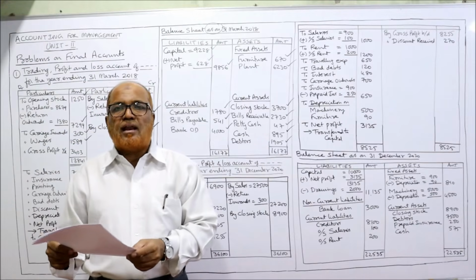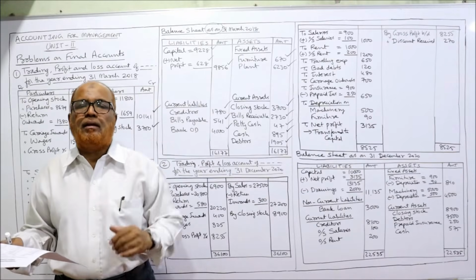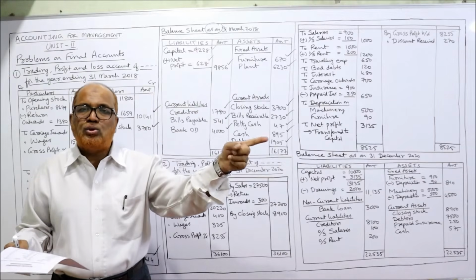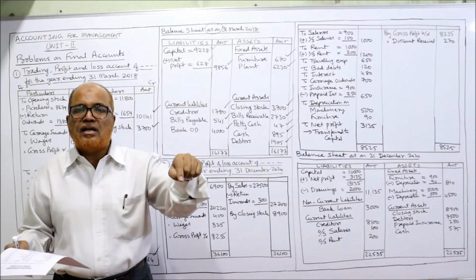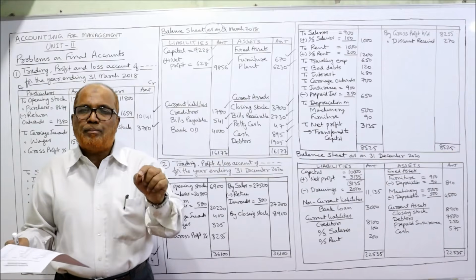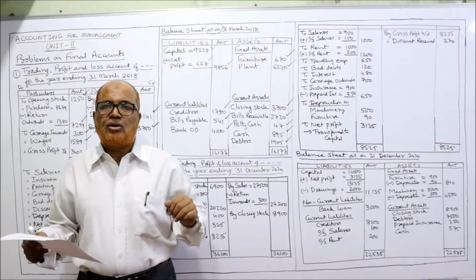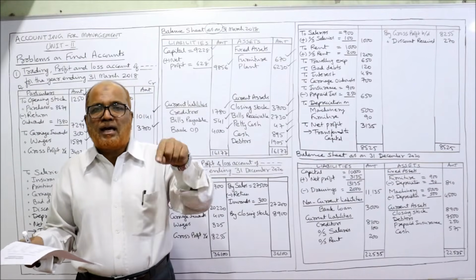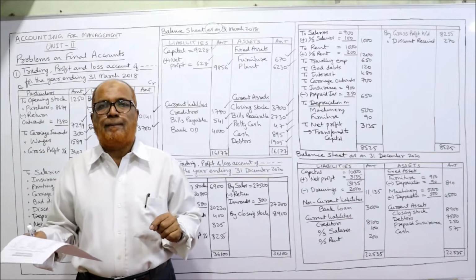Then outstanding salaries and outstanding rent. Outstanding means payable, due but not paid. The outstanding salary will be added to salaries on the profit and loss account debit side, and again outstanding salary should be shown under current liability. Same procedure for outstanding rent: add outstanding rent to rent on the debit side of the profit and loss account, and again take outstanding rent under current liability.